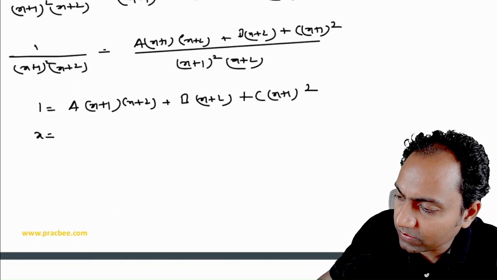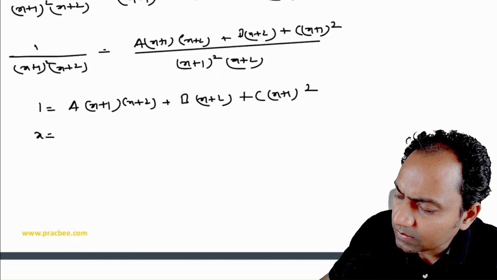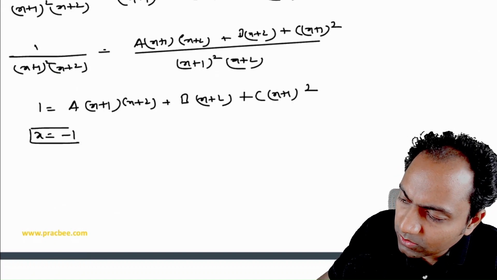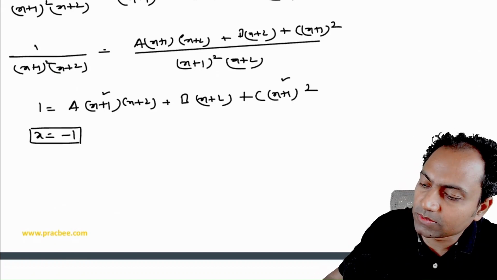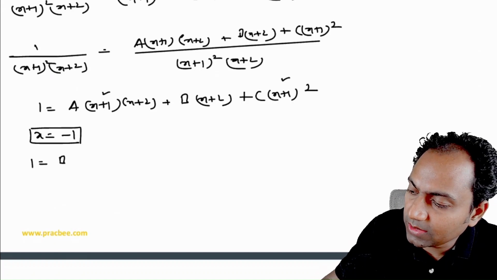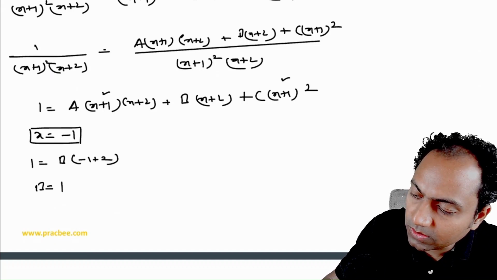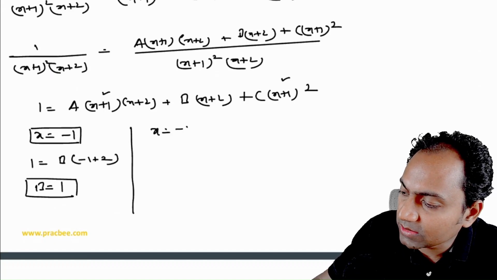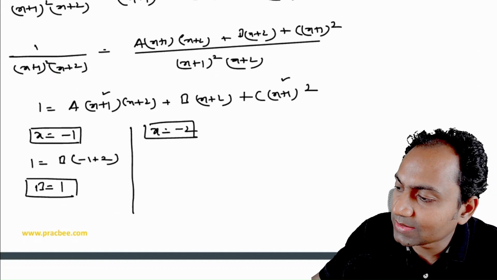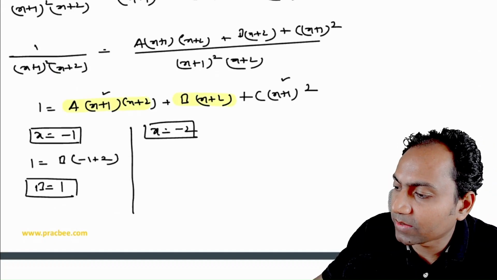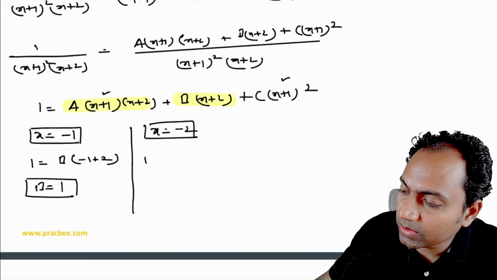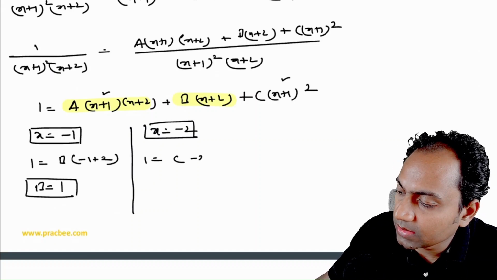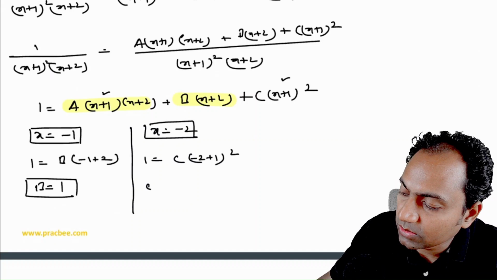One obvious value of x, in order to get the second term, would be minus 1. If I put x equal to minus 1, the first term and the last term become 0, and what I get is b into minus 1 plus 2, so the value of b comes out to be 1. In the next part, we can put x equal to minus 2. Now the first part and the second part become 0, and we get 1 is equal to c into minus 2 plus 1 whole square. So c becomes 1.